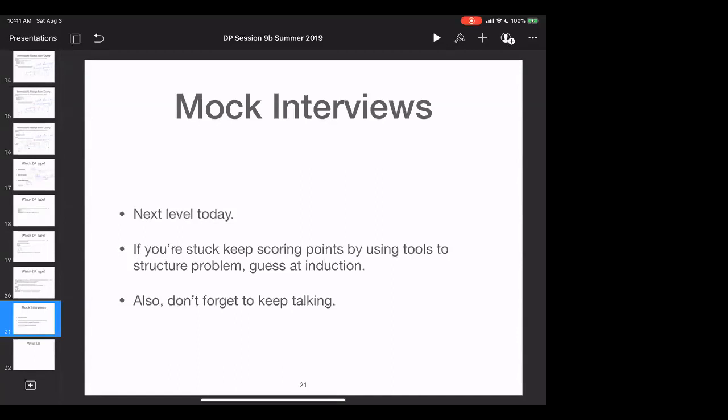And just remember, if you're stuck, keep scoring points by using the tools we just discussed, and keep talking about what you are trying to solve after you've read through the problem, of course. So take your time to read through the problem. Okay, so let's break out into the rooms. Rooms are open.